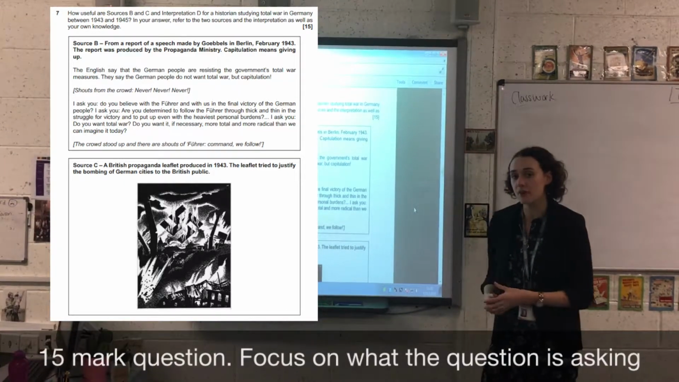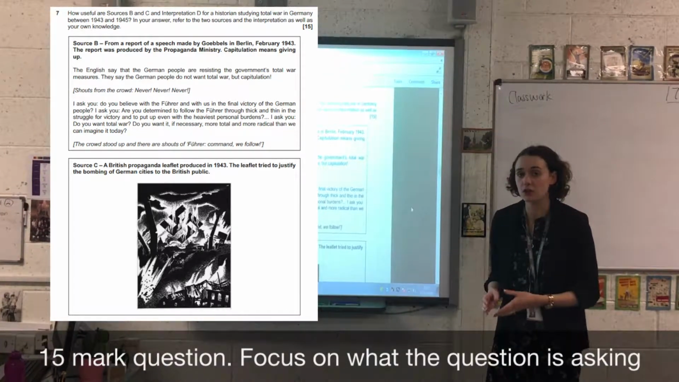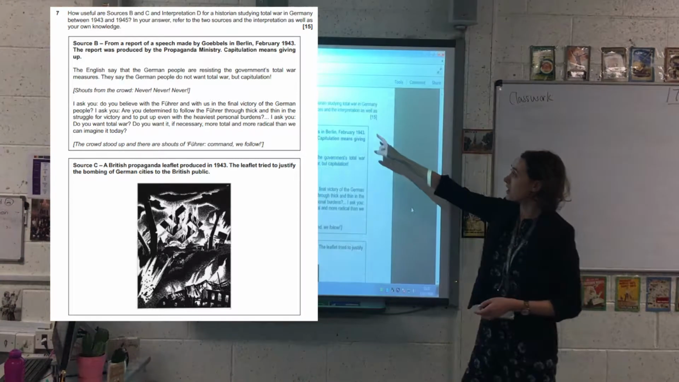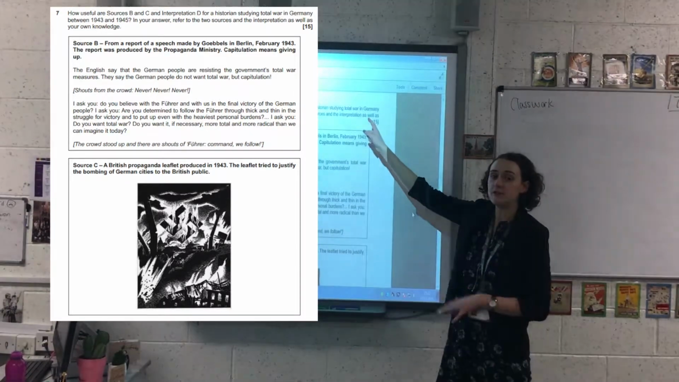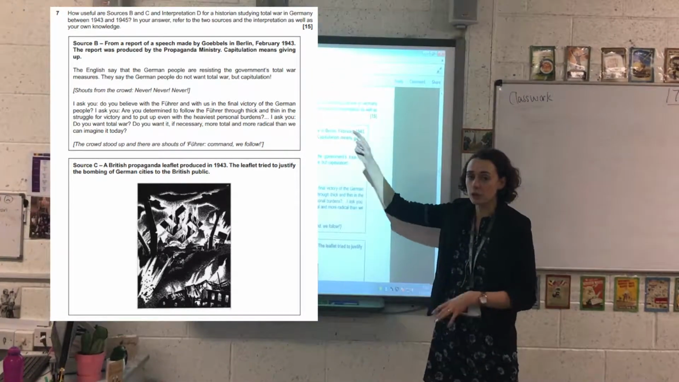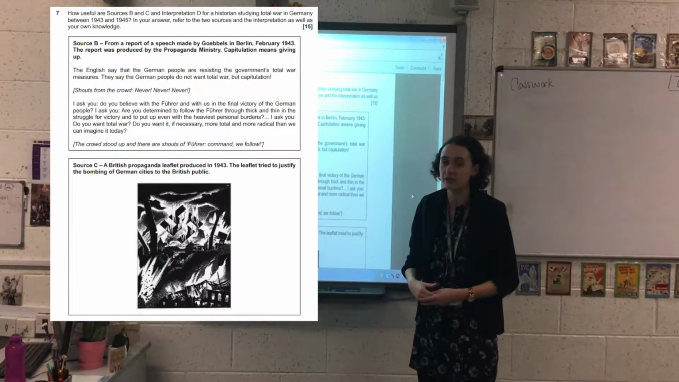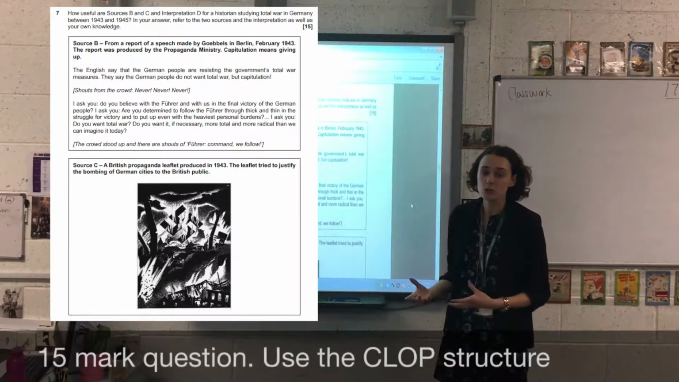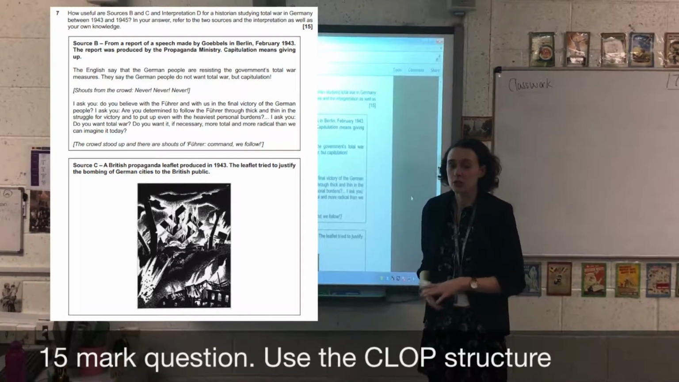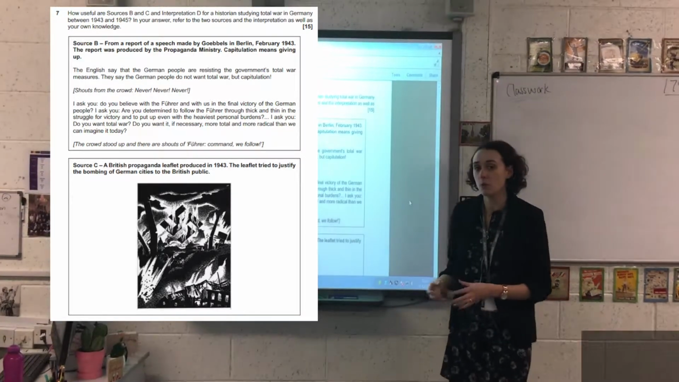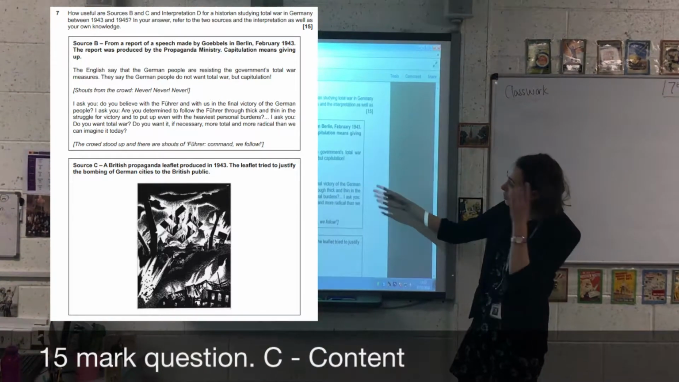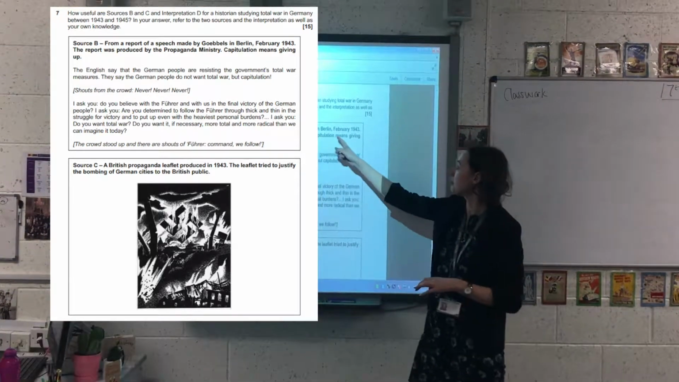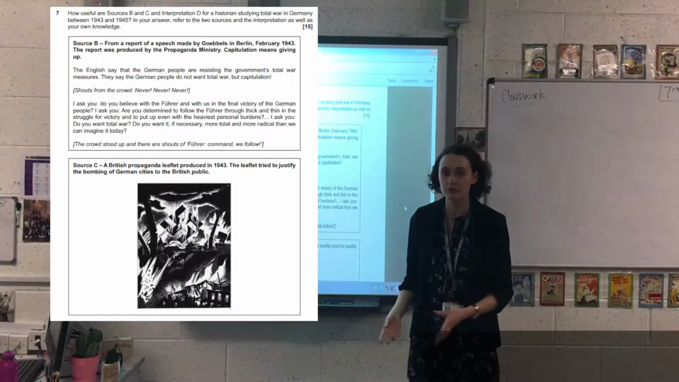Again, a bit like the 7-marker, you really need to focus on what the question is asking. In this one, it is total war. If you do not refer to total war within your paragraph, you are not going to get higher than 3 marks out of 15. Now, we have been teaching you the clock structure for how to answer this. So C is your content. So what is the source? So in this case, source B is a speech made by Goebbels in February 1943.